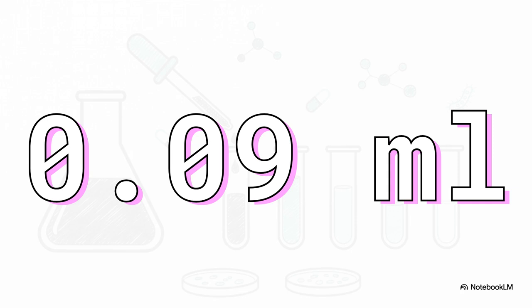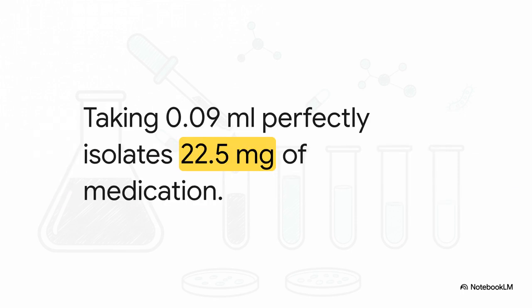You absolutely need a specialized syringe and a really steady hand for this part. And here's the magic of pulling that tiny fraction. It perfectly isolates the exact amount of drug we need. Because if 1 full milliliter holds 250 milligrams, then pulling 0.09 milliliters grabs precisely 22.5 milligrams of the medication. We're essentially leaving the vast majority of the dose behind in the original vial and holding only what we desperately need in the syringe for the next phase.